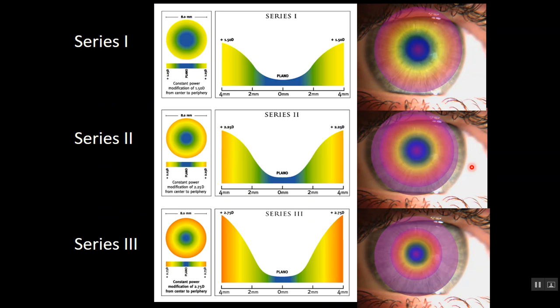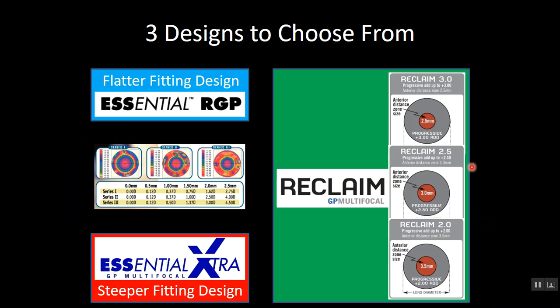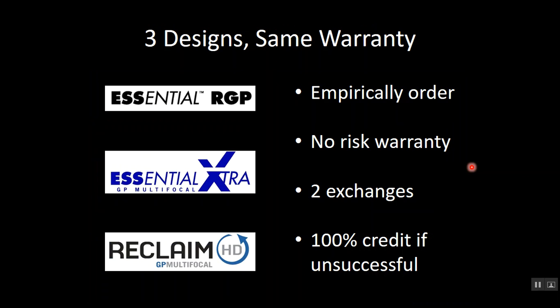So the Essential lenses come in 3 series, series 1, 2, and 3, and actually there's a 4th as well in a very extreme case, but the vast majority of fits are going to fall into series 1, series 2, or series 3. And there are numerous designs available for the presbyope, each one constructed slightly differently.